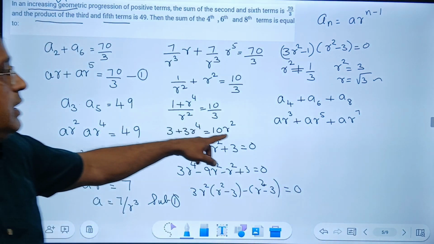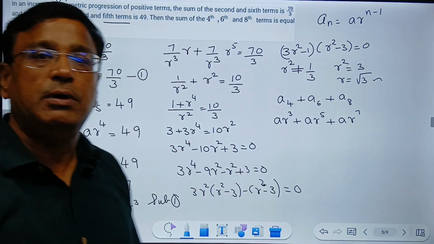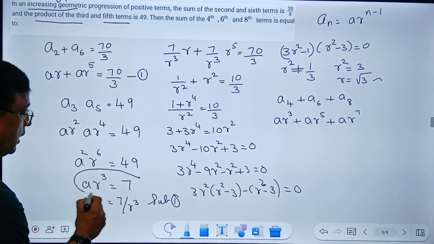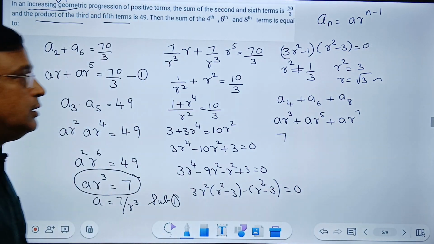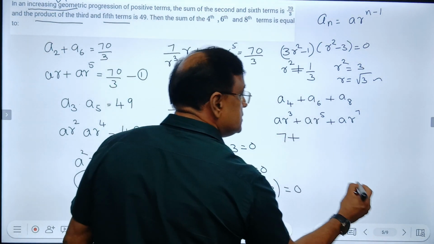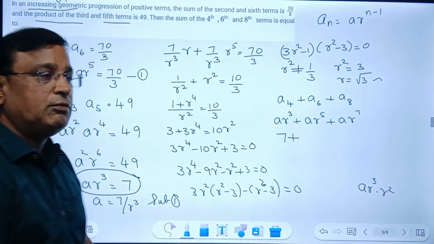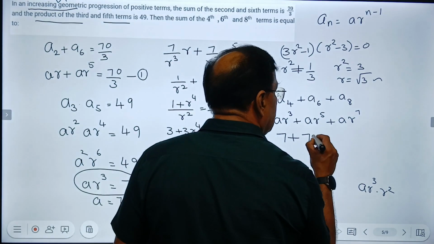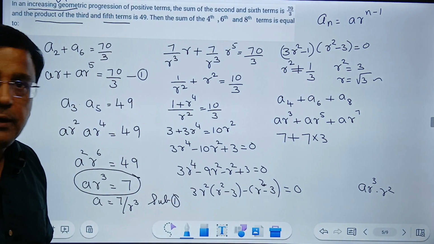The fourth term is AR cube, the sixth term is AR power 5, the eighth term is AR power 7. Now, AR cube is nothing but 7. So this is 7, correct? Plus, AR power 5 can be written as AR cube into R square. AR cube is 7 and R square is 3. Clear?